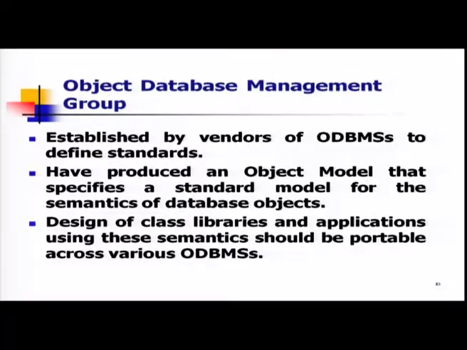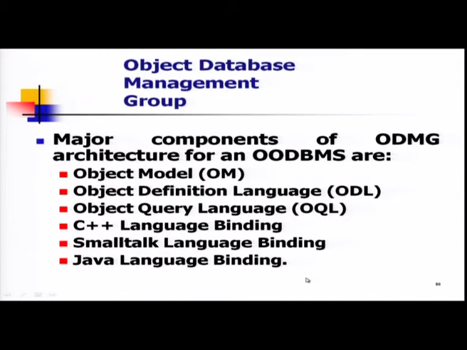So, the Object Database Management Group was created exclusively to define standards for object oriented database management systems. It is essential to have standards. Standards may take time, but you should have a standard model established. Vendors of ODBMS have produced an object model that specifies a standard model, design of class libraries and applications. So, these are all the things that are being done by the Object Data Management Group.